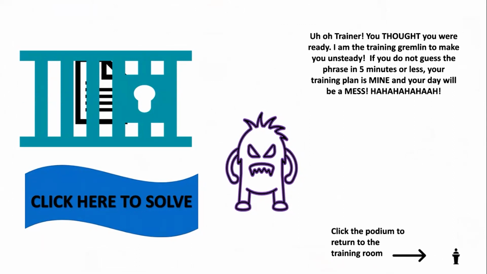Okay, so what you see here is very simple. Your training plan is locked up. You have a banner that says, click here to solve, and this little icon takes you back to the training room. You're not going to solve because we don't have any of the puzzle pieces yet. So we're going to go back to the training room.